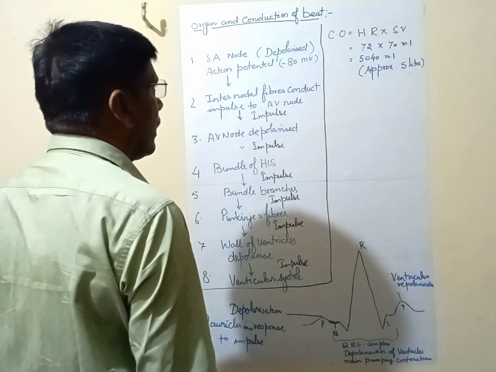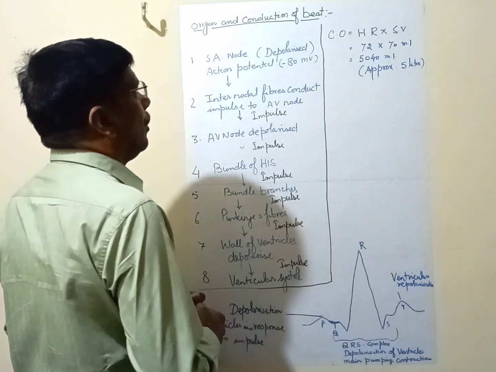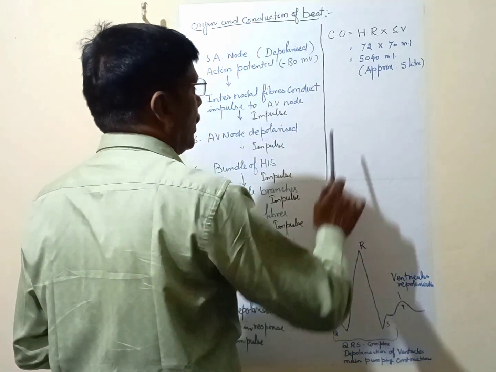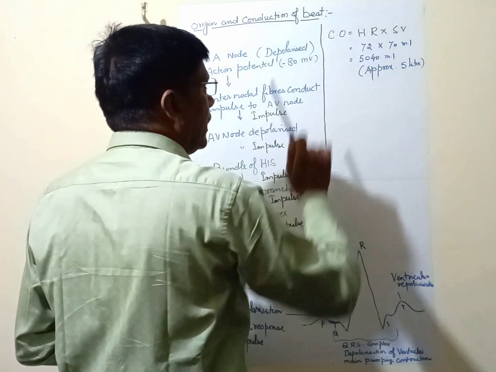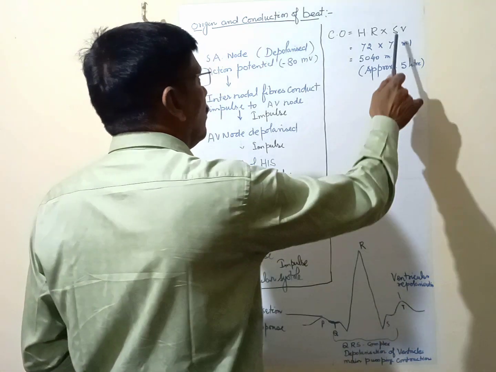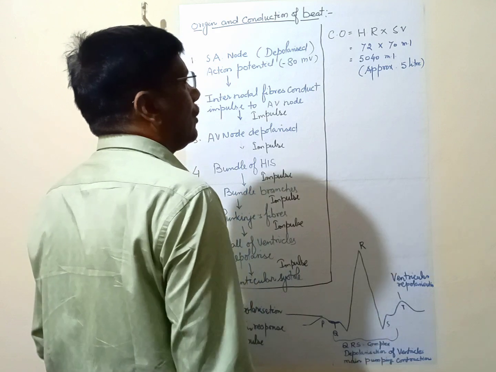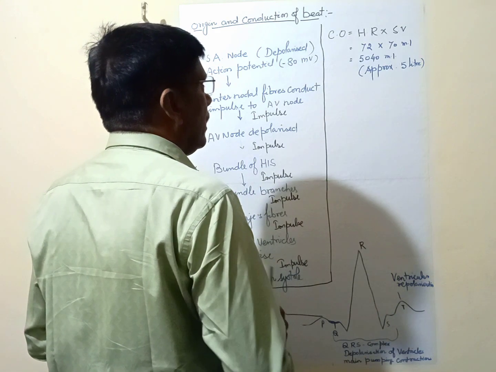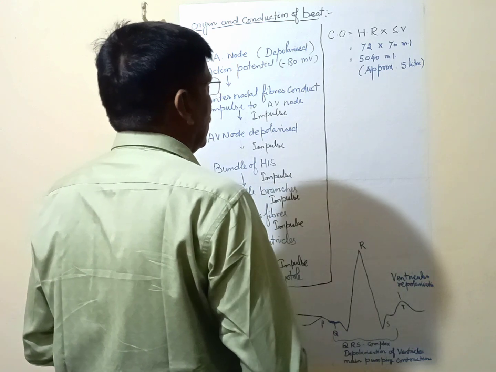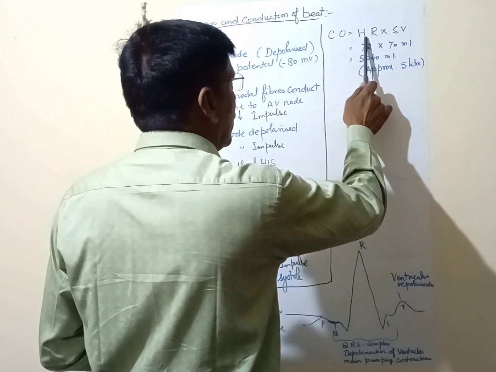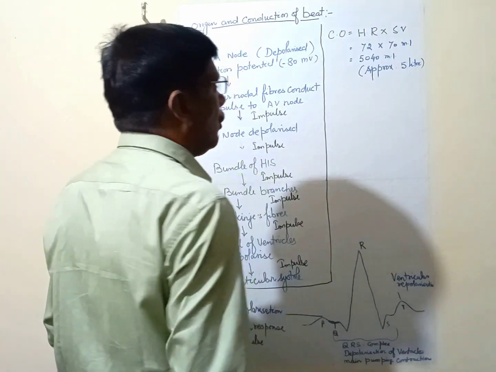to other parts. Now, how much work is done by the heart? That is known as cardiac output. How many beats are there? That is known as heart rate. How many beats per minute? And how much blood is pumped? That is known as stroke volume. So, this way we calculate cardiac output. There are three things. One is cardiac output, second is heart rate, third is the stroke volume.